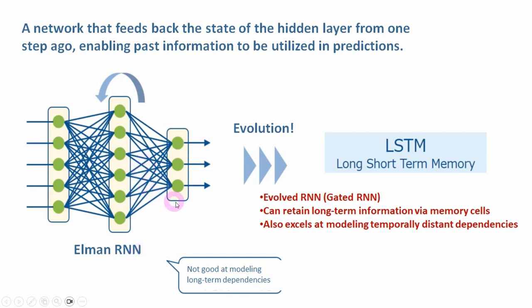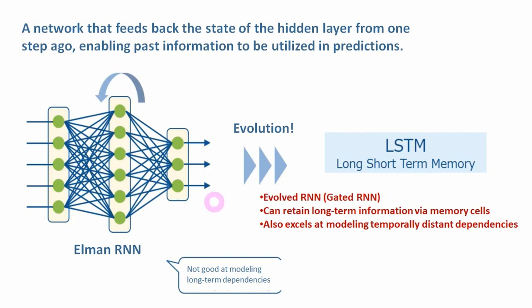However, this simple Elman RNN has a major limitation. It's not good at modeling long-term dependencies, that is, relationships between data points that are far apart in time. Why? Because when you try to capture information from many steps back, the network faces problems like vanishing gradients or exploding gradients. These are common issues in deep learning, where the gradient either becomes too small to learn effectively or too large and unstable. As a result, the network can't remember things from more than a few steps ago.